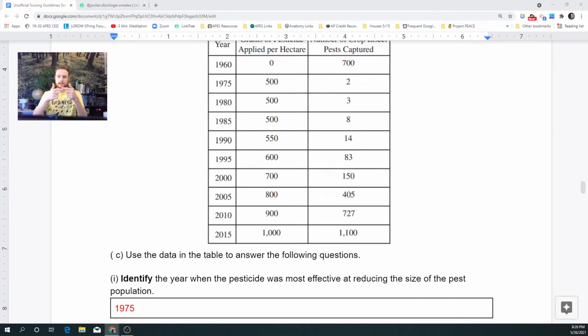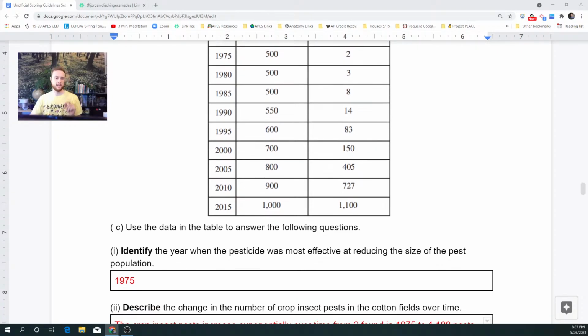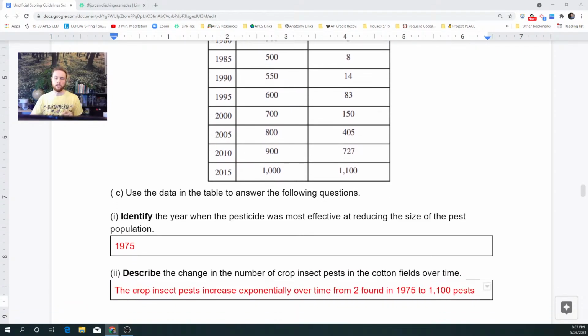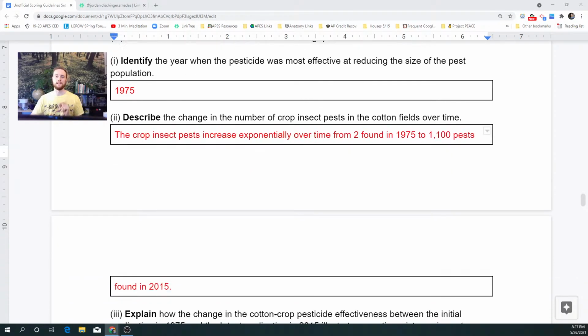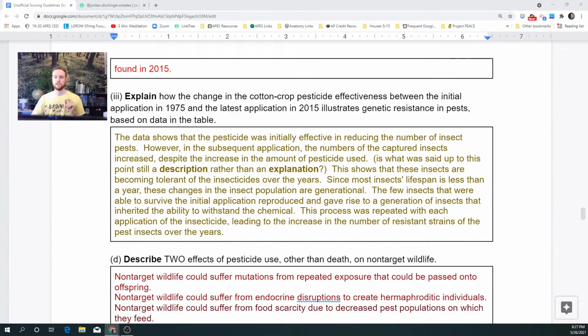They got together and mated. Next year we have 3. Next year we have 8, then 14. And so very quickly, genetic resistance to this trait is passing through the population. And that's why we're going from 2 to 3 to 8 to 14, 83, 150, 405. The pests are evolving resistance. Now you want to say something about the increase here being linked to genetic resistance. So if you look here, again, you want to say they are evolving resistance, and they're passing that resistance on.